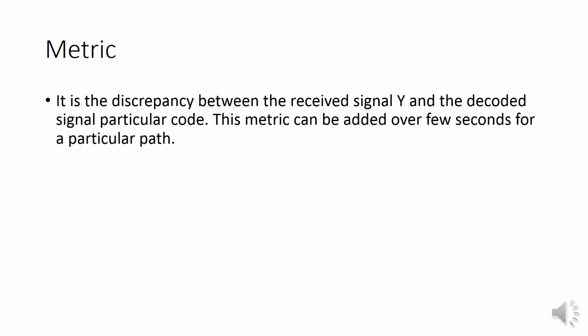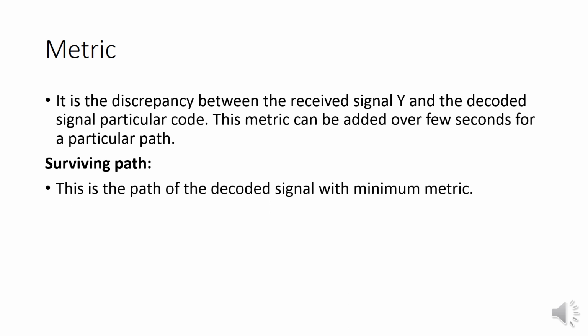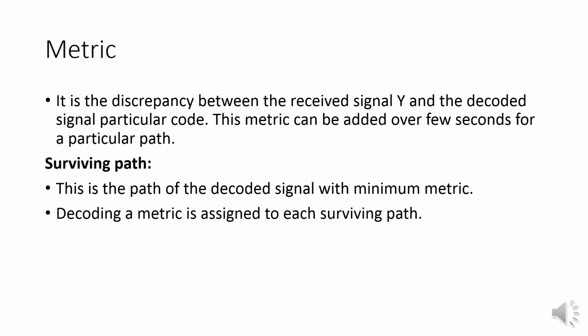Then what is meant by metric? It is the discrepancy between the received signal Y and the decoded signal for the particular node. The metric can be added over the few nodes for the particular path. Then the surviving path: this is the path of the decoded signal with minimum metric. The decoding metric is assigned to each surviving path, that is, the metric of nodes along that path.